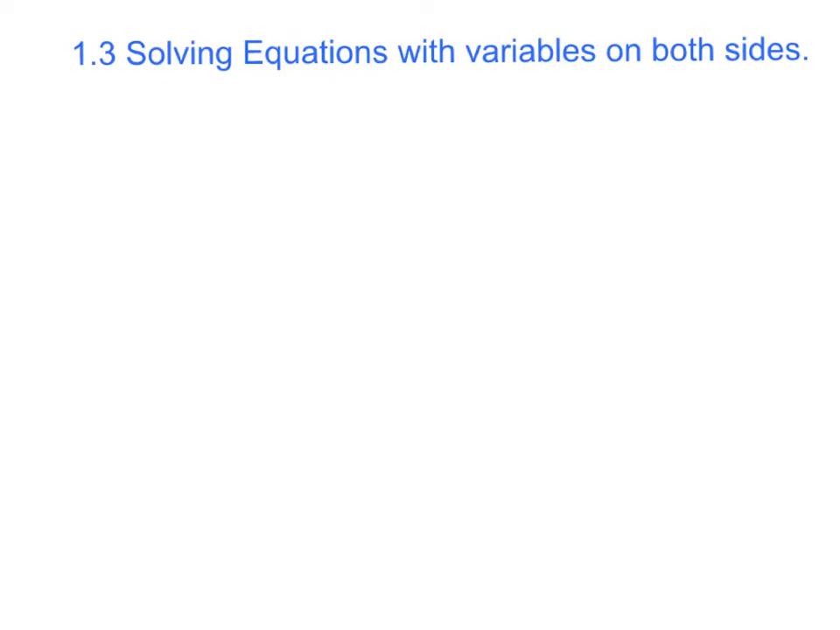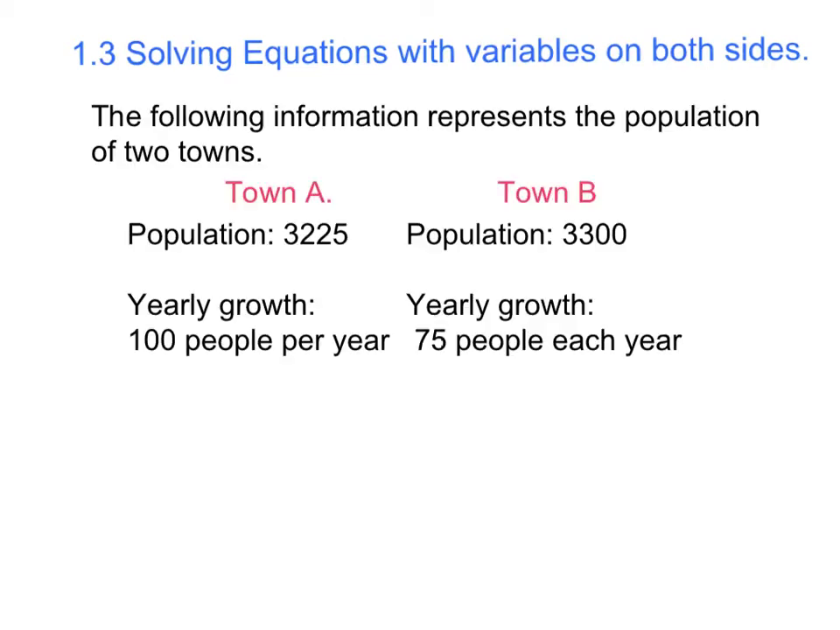Humphreys here. We are going to be doing 1.3, Chapter 1, Section 3, and we're going to be solving equations with variables on both sides. Once again, this is something that you did do last year, but we're going to take it one step further and put word problems with it and do some things that are a little more complicated.